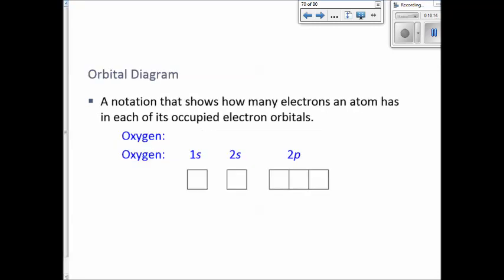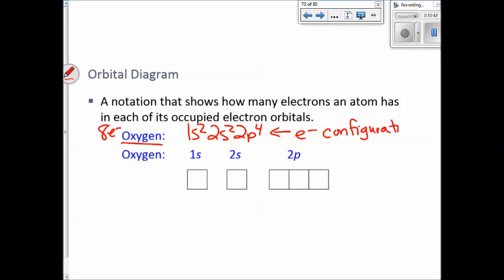All right, so orbital diagrams. You can use boxes or lines. Does everybody remember how to draw orbital diagrams? I do want to make sure everyone makes the quick distinction of what an electron configuration is and what an orbital diagram is. The electron configuration for oxygen, remember 8 electrons, would be 1s2, 2s2, 2p4. This is an electron configuration, not an orbital diagram.